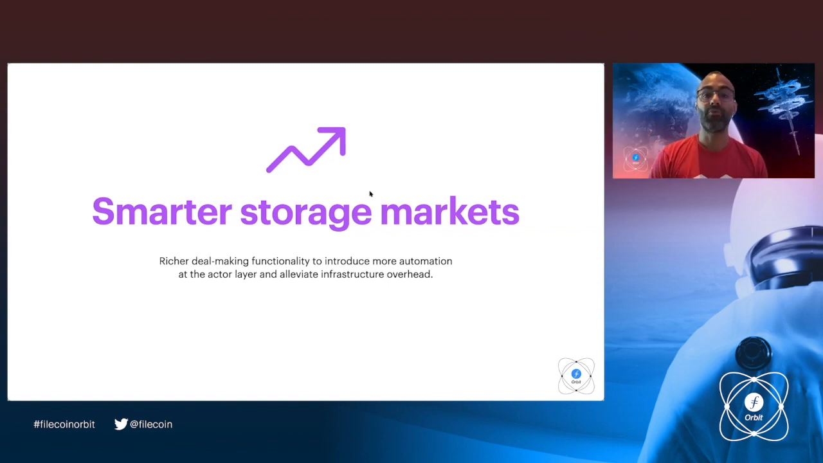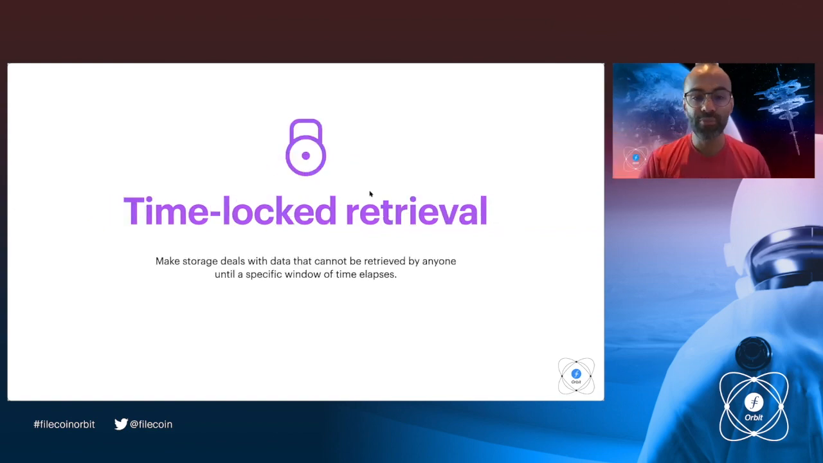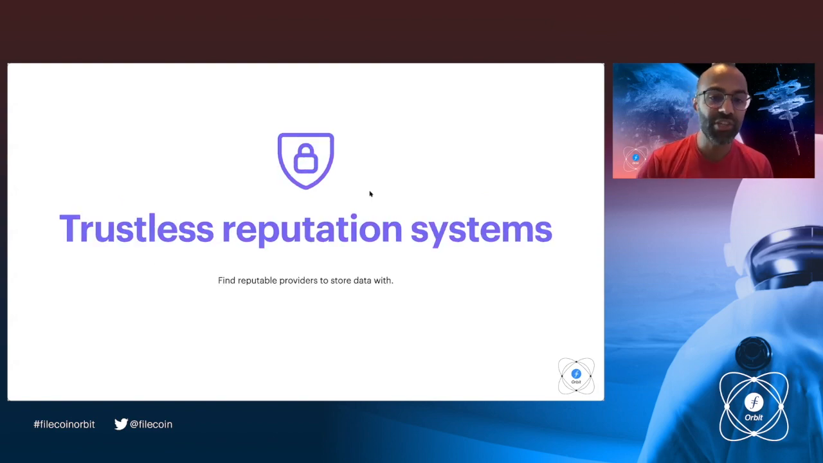Things like, for example, retrying deals, where clients dispatch their deal data to a depot and pay a small fee to have the deal data be transmitted, satisfactorily delivered to the provider. Things like time-locked retrieval, making storage deals with data that cannot be retrieved by anyone until a specific window of time elapses, and trustless reputation systems with so many providers in the Filecoin network.